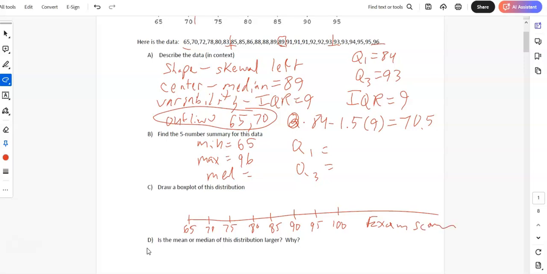And then you plot the 5-number summary, right? So 65, you're going to plot a point up above the graph. 96 is your max. Q1 was 84. Q3 is 93. And the median was 89. The box goes around Q1 and Q3. Draw a line for the median.